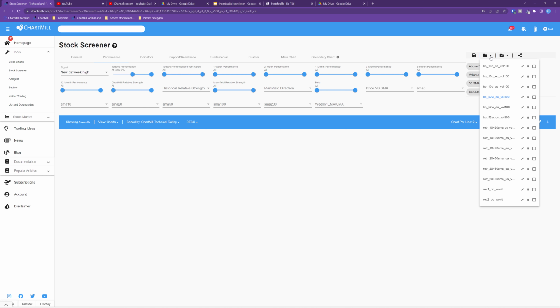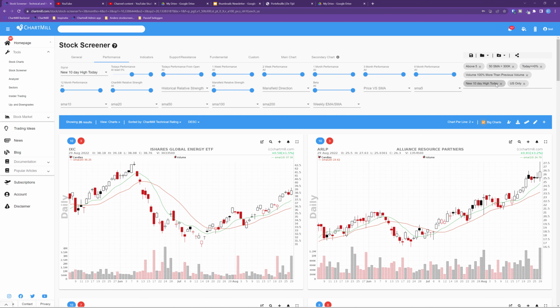So the second breakout screen filter displays stocks whose price has reached a new 10-day high, but the remaining filters are the same as the first breakout screen. So let's start again with US stocks. 26 results, as you can see on this first screen. Also ETFs are part of this screen.